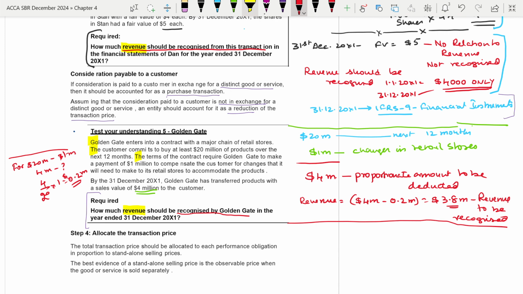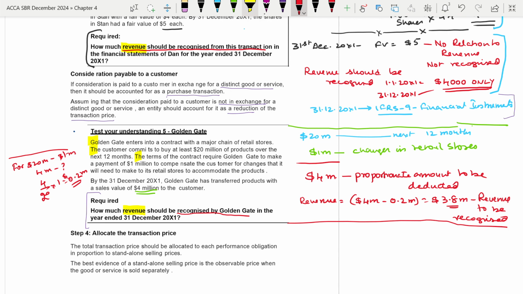I'm selling your product. You have to create shelf space, interior decorations, all the things. If Toyota is selling cars here, definitely the Toyota brand will give some amount for the reconstruction, some funding they will provide. They say that if you sell 20 million, I am giving you 1 million, and that amount will be deducted. Now, by 31st December, how much have I sold? Sale value is only 4 million.